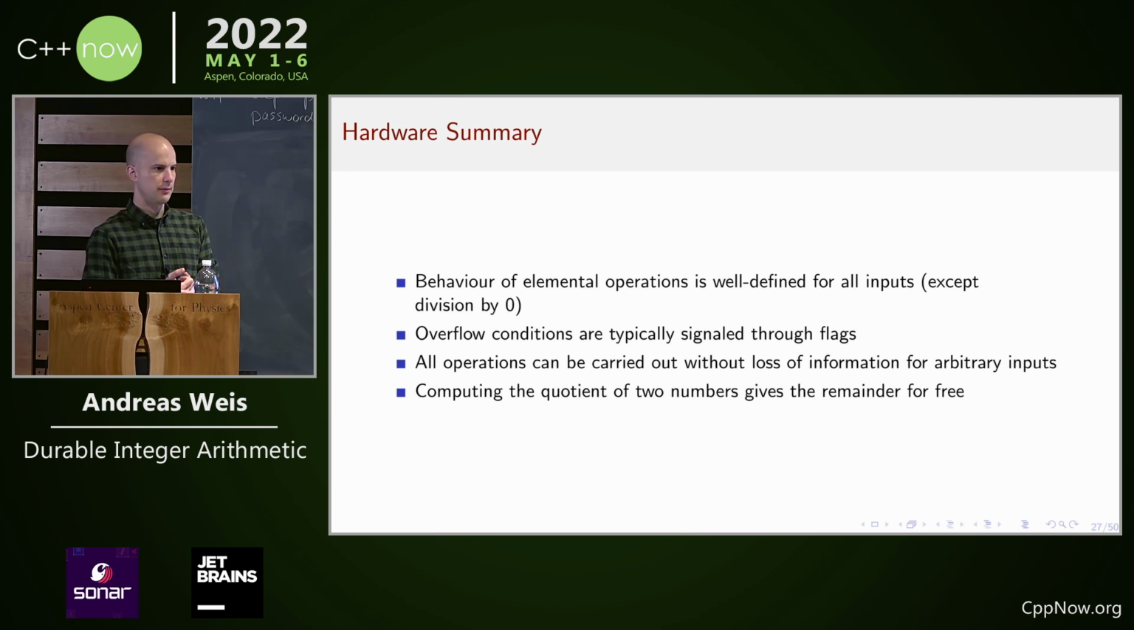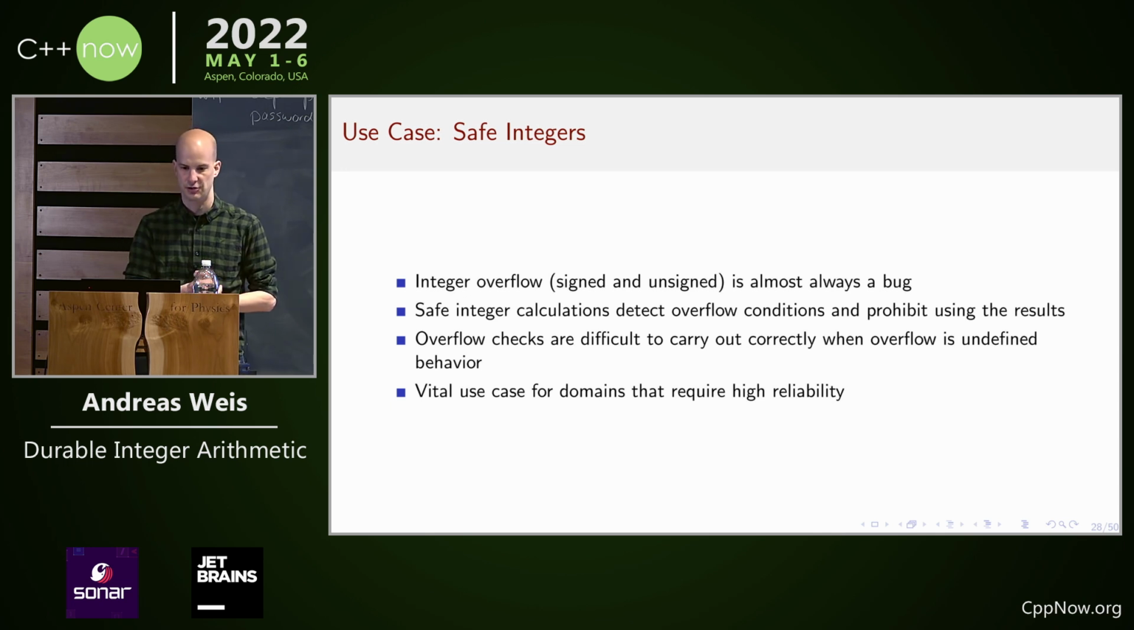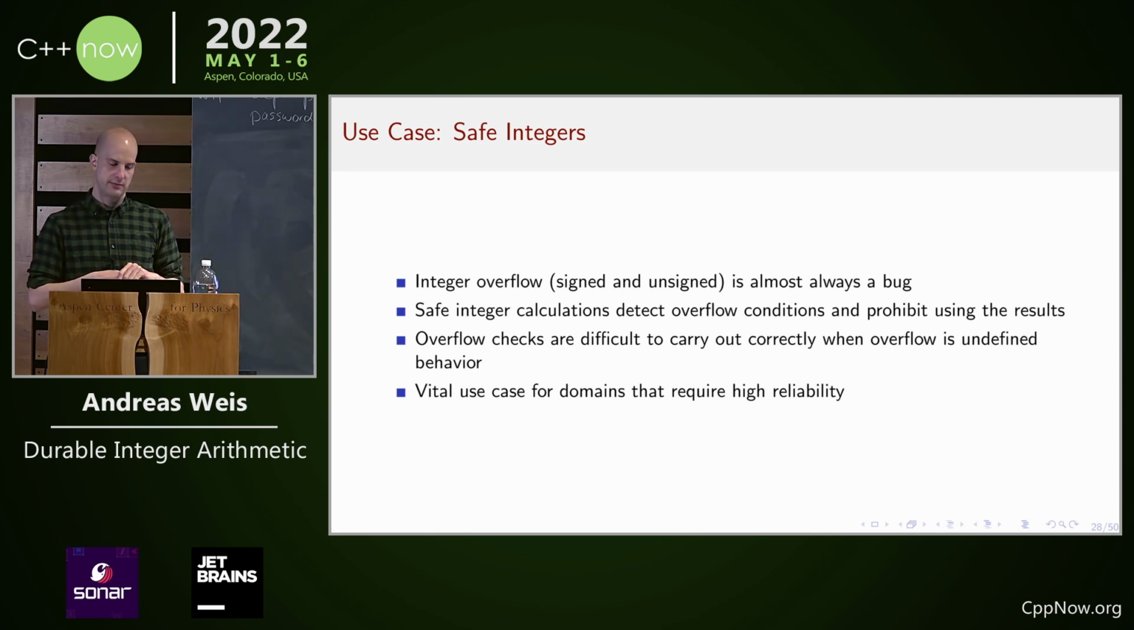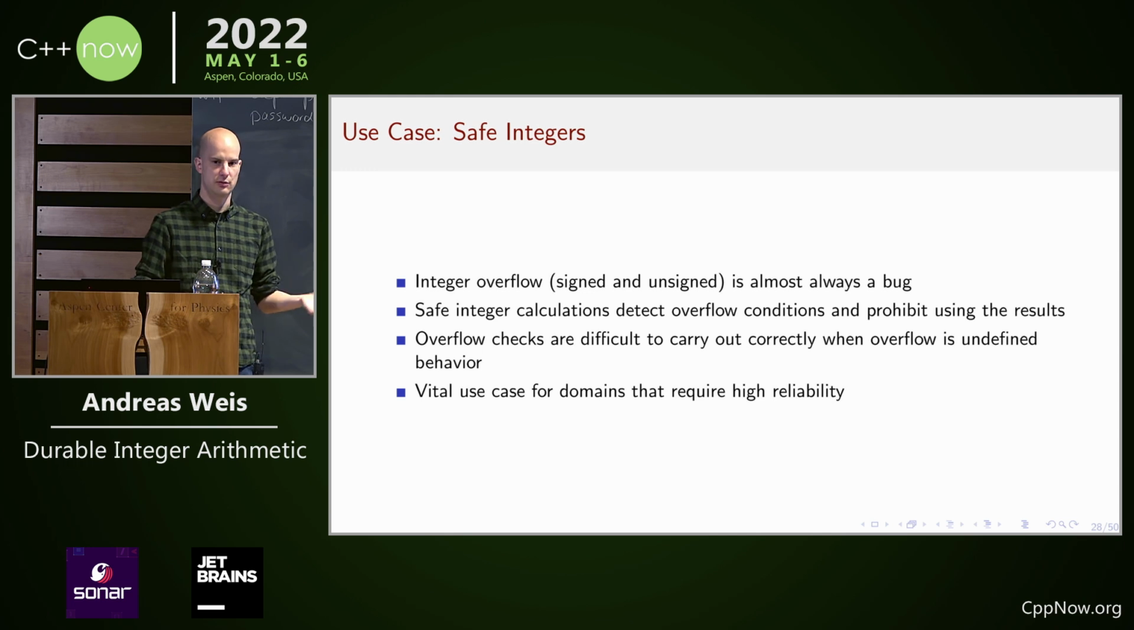Any other questions about hardware before we dive back into the software world again? Okay, good. Then let's actually look at some use cases where I would be interested in this. The first thing that comes to mind, and probably the example that most people worry about, is safe integers, right? If I have such an integer overflow condition in my computations, it's almost always a bug, right?